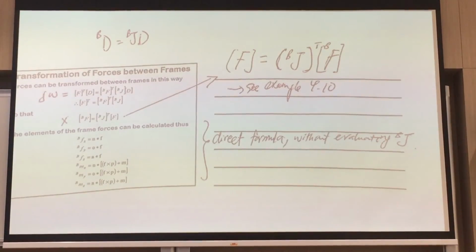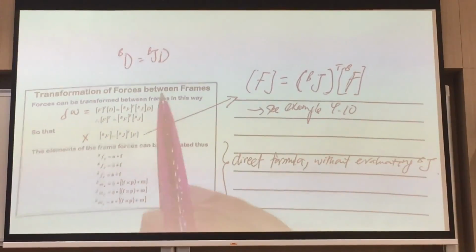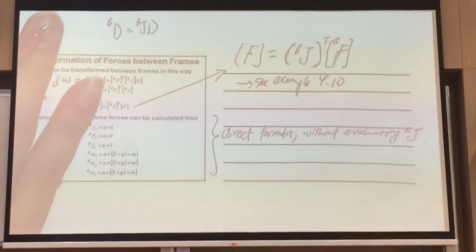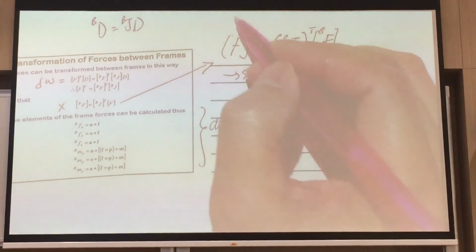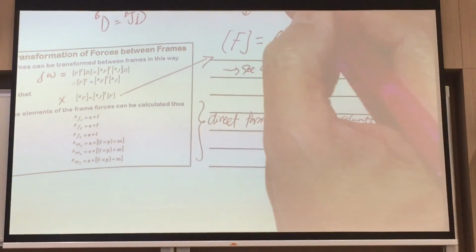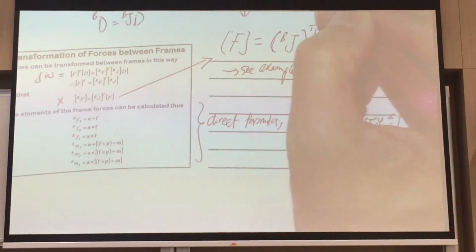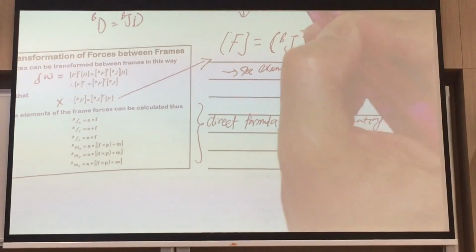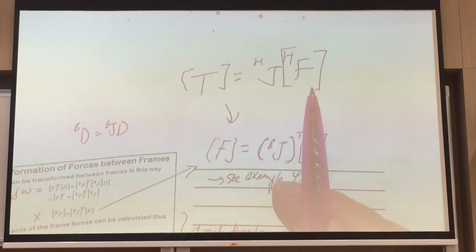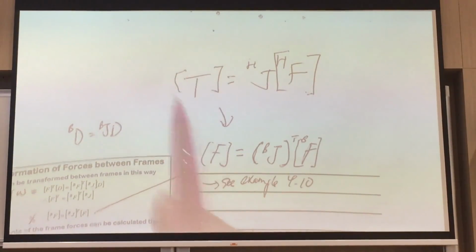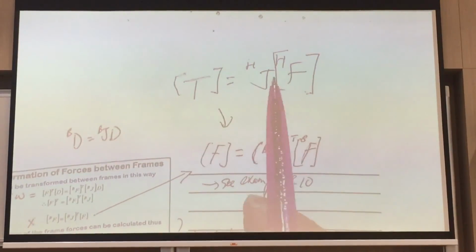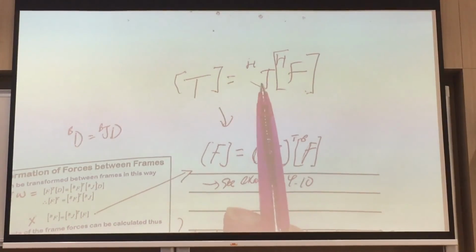The last part is about transformation of forces between different frames. It can be any two frames. Again, if you look at the previous formula, T equal to J H transpose, and F H. This is the previous formula. You compare this previous formula. One is with respect to the reference frame at the left hand side. At the right hand side is with respect to the end effector frame.